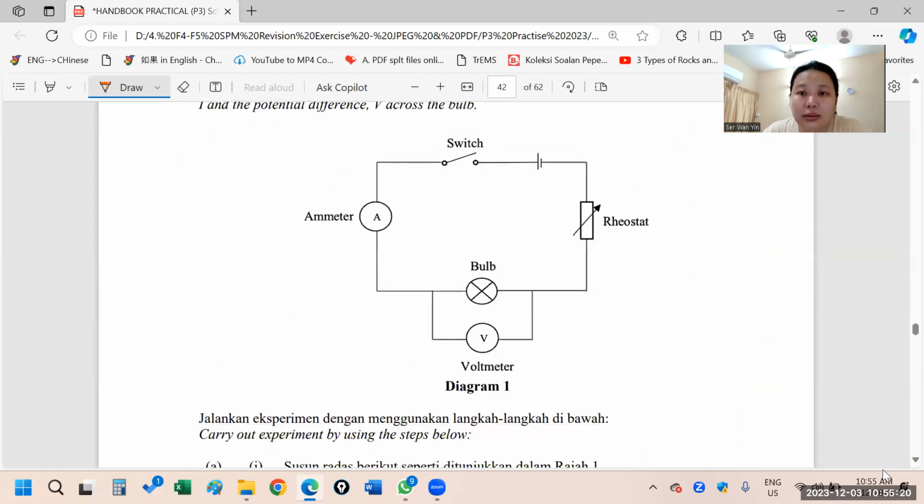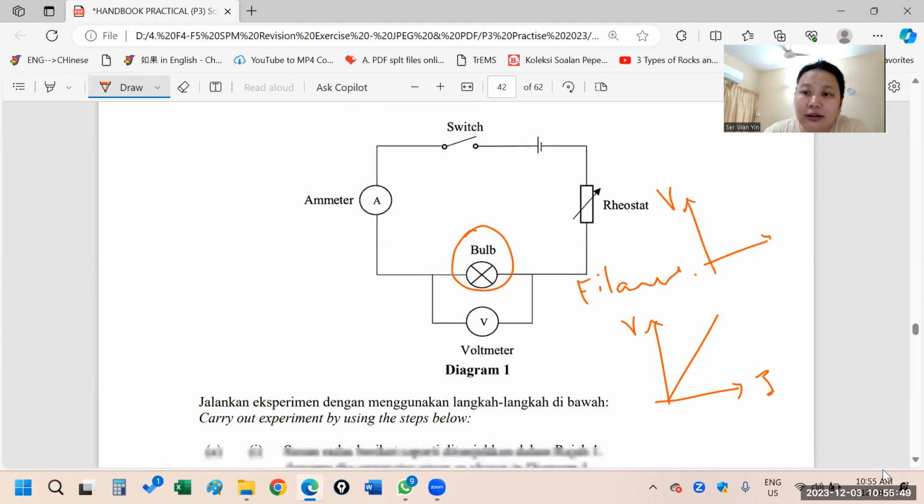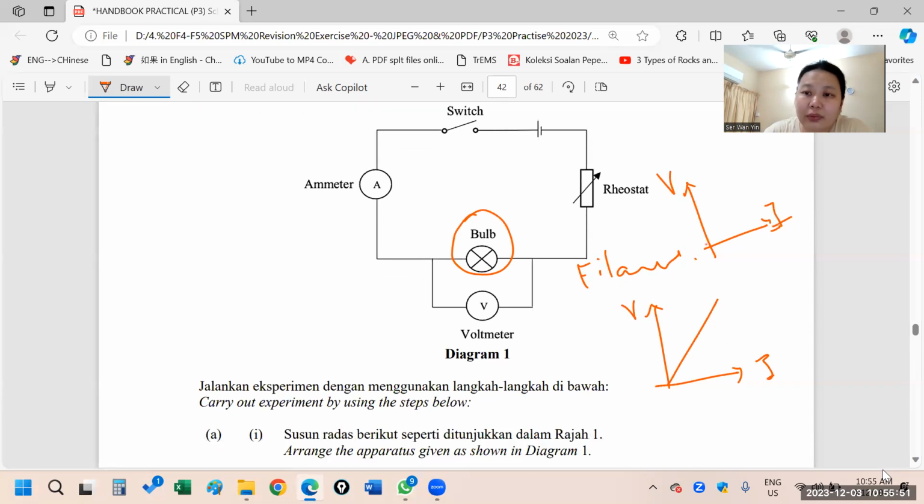Okay, so we look at non-ohmic law first. Non-ohmic means it's a bulb, made up of a filament. Oh wow, it's raining outside. Ohmic law means the graph is a linear graph, but non-ohmic law means the graph is a curved line. Understand?